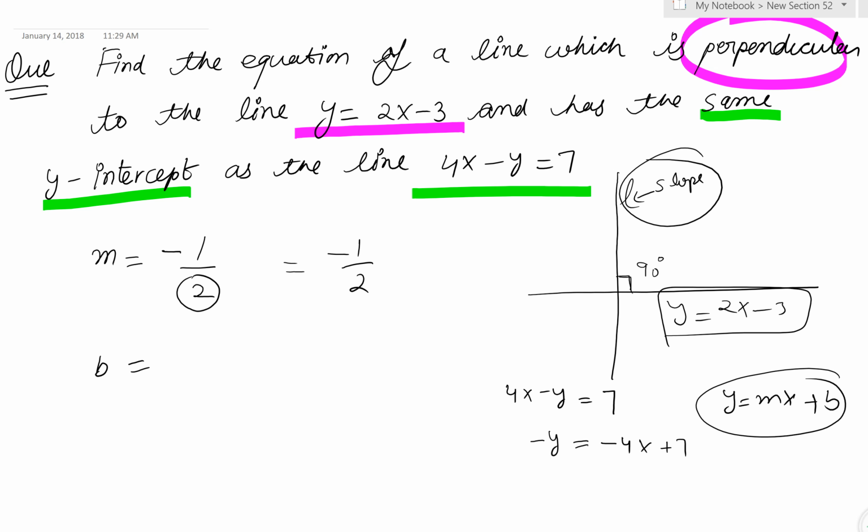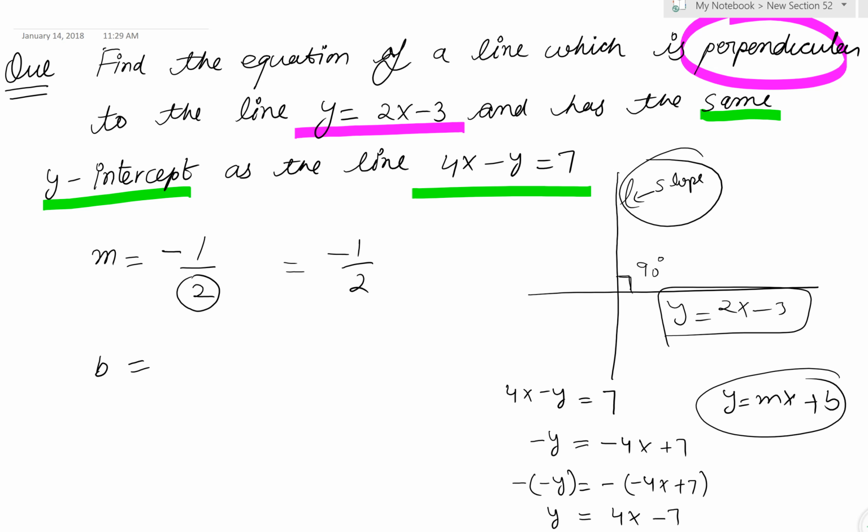Does it make sense to you? Now I have to make this y positive, so I multiply both sides by a negative sign. Negative of negative y is negative of negative 4x plus 7. When the negative sign goes in, it changes all the signs. So we got negative, negative, positive. So y equals 4x minus 7 is the slope intercept form.